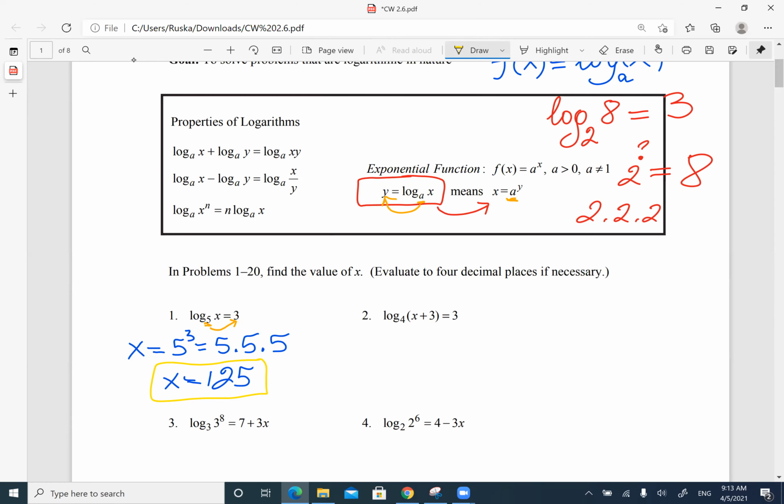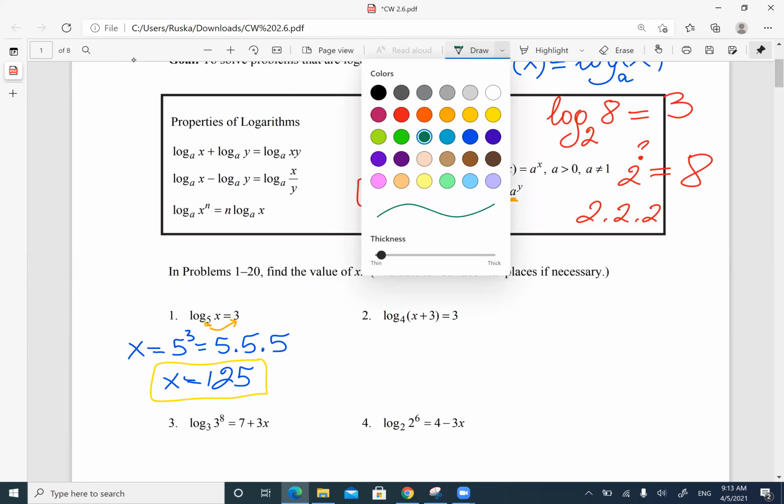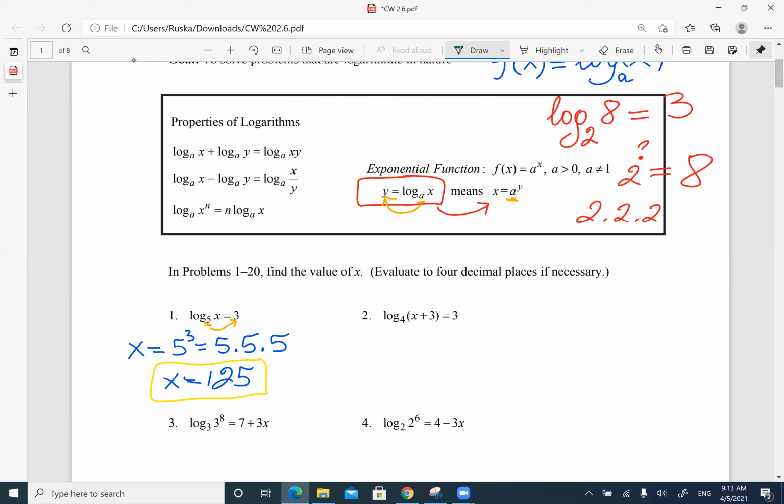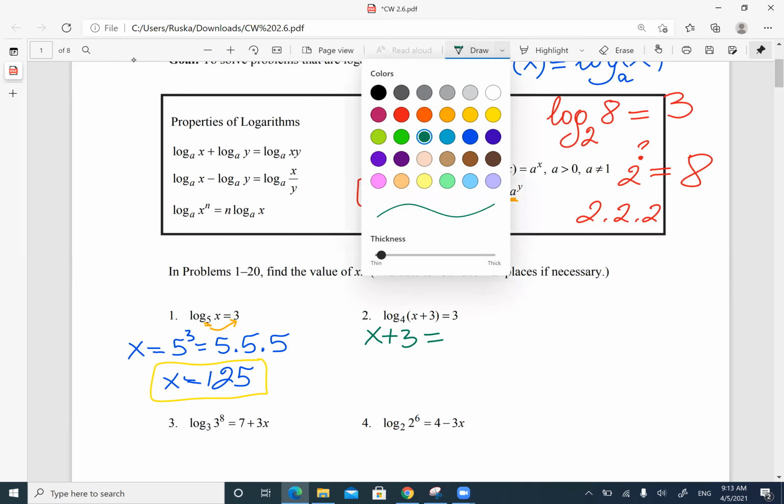Let's do the next one. The next example is number 2. Here we're going to have x plus 3 equals what? Can you guess what that equals?